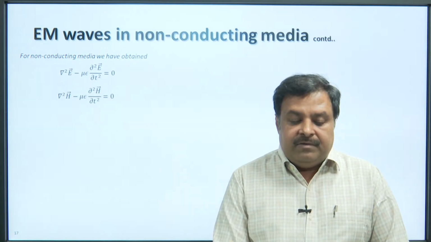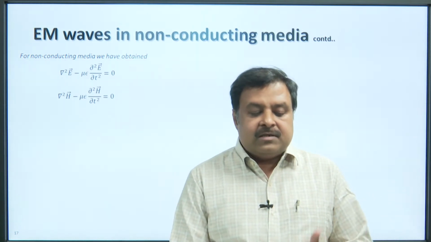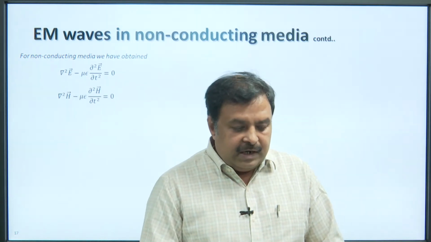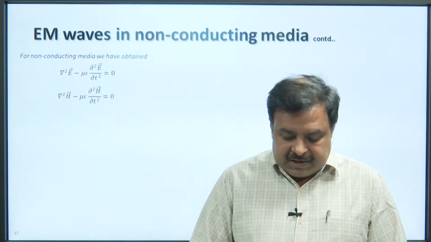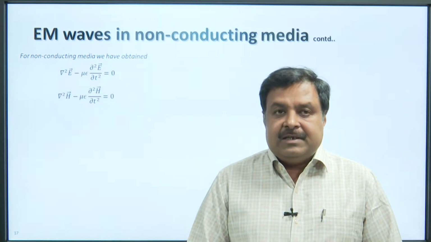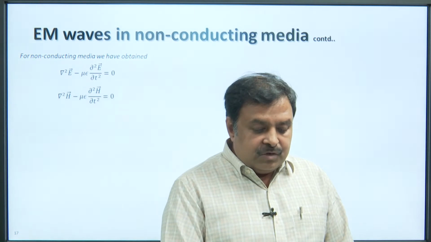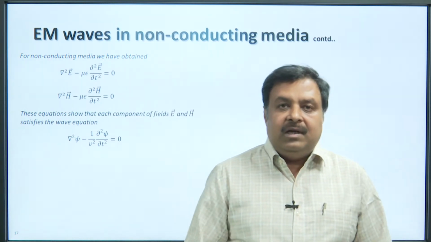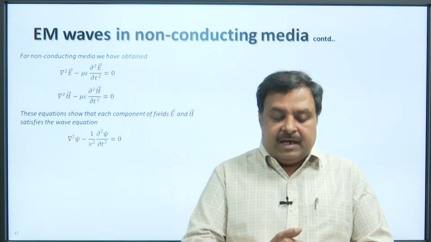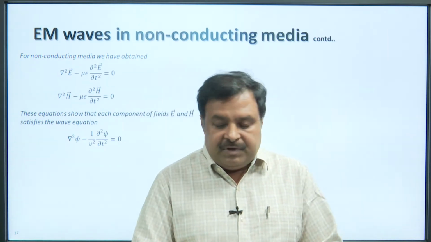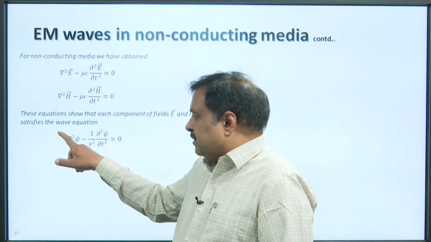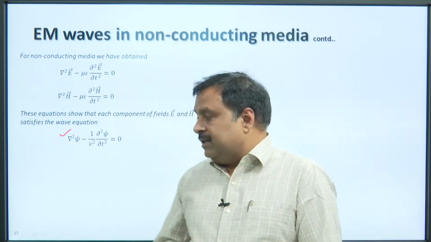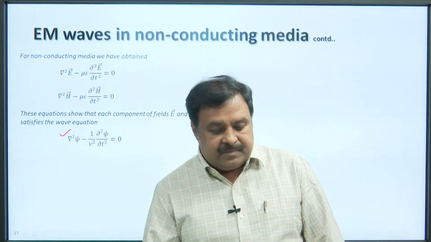For non-conducting media, we have obtained these two equations in the last slide: del square E minus mu epsilon delta 2 E by delta T square equal to 0 and del square H minus mu epsilon delta 2 H by delta T square equal to 0. These equations show that both the electric field E and the magnetic field H satisfy this wave equation, del square psi minus 1 by V square delta 2 psi by delta T square equal to 0. This is an equation of a wave.